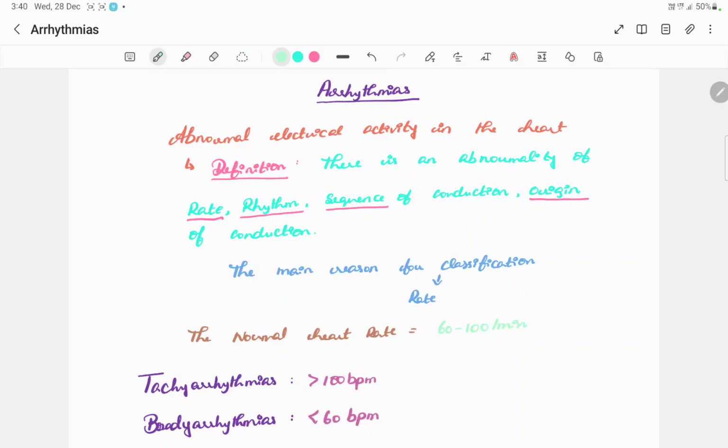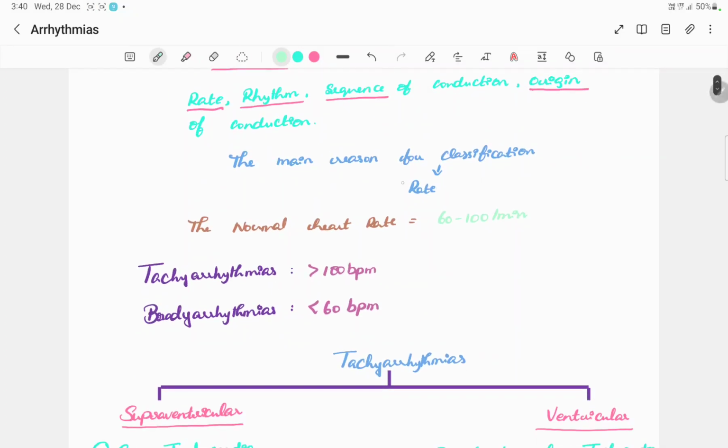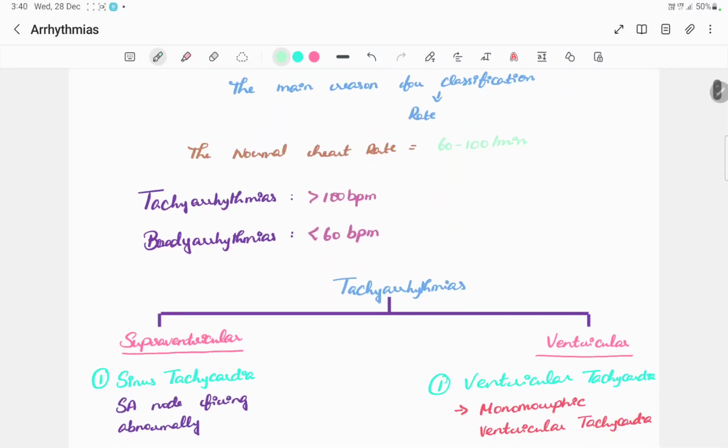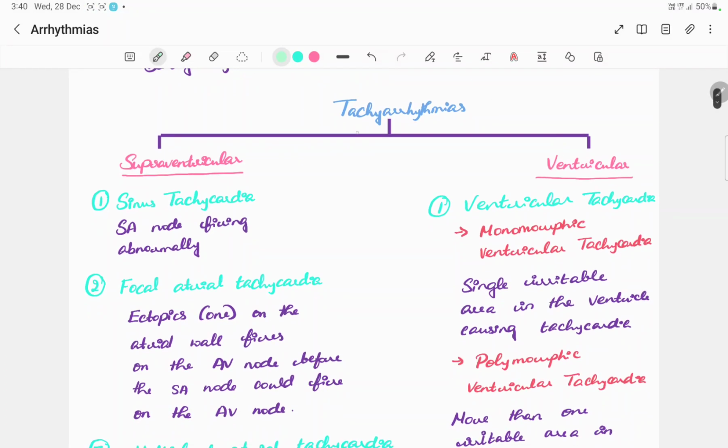How do we classify arrhythmias? We use rate. The normal heart rate is 60 to 100 per minute. So if it goes beyond 100, then we say tachyarrhythmias. If it is less than 60, then we say bradyarrhythmias. So this tachyarrhythmias is further classified into supraventricular tachycardia and ventricular tachycardia.